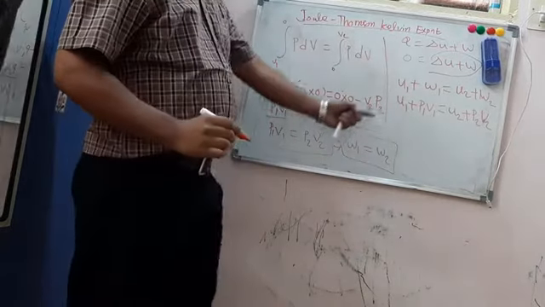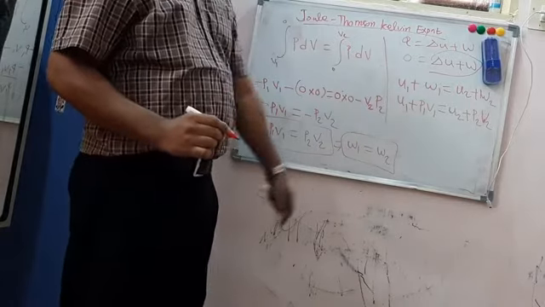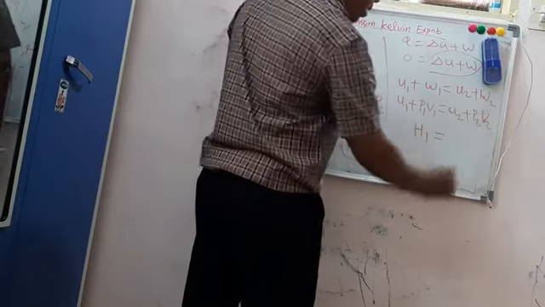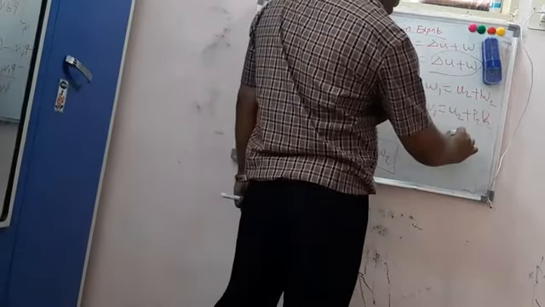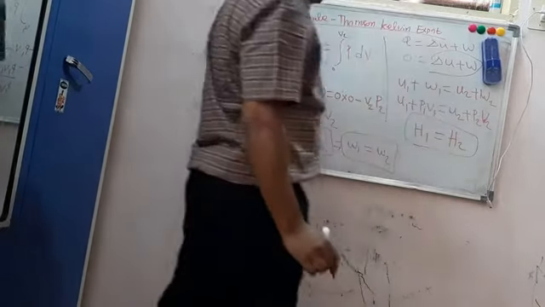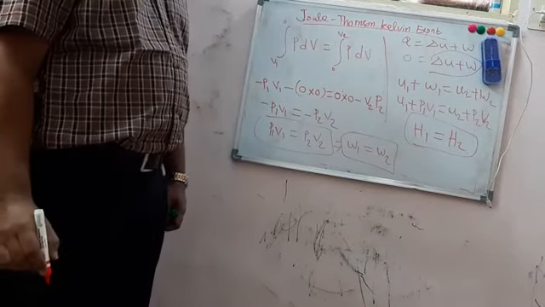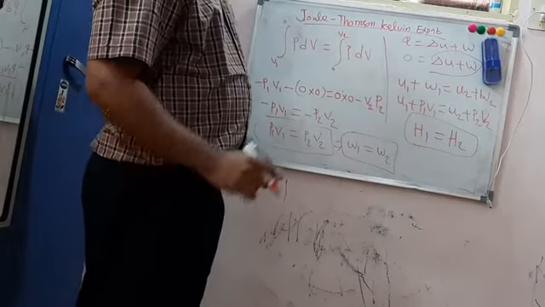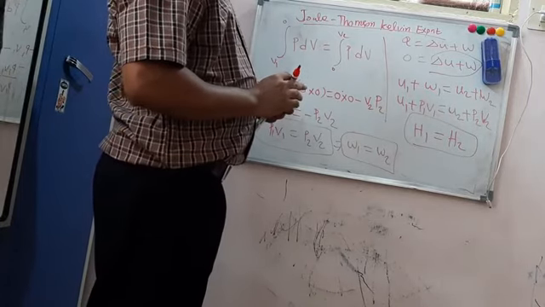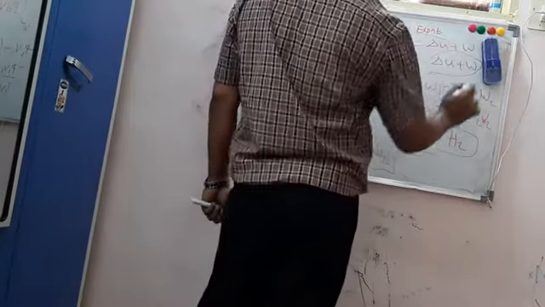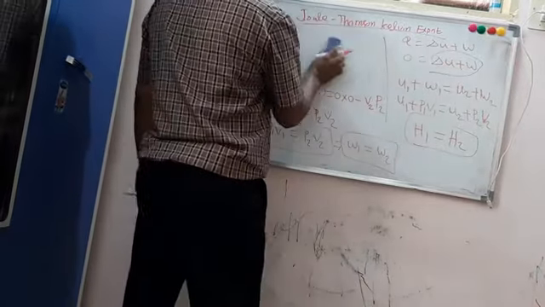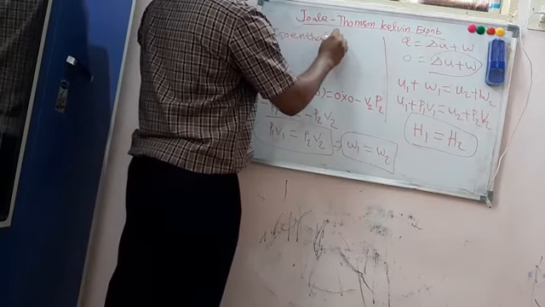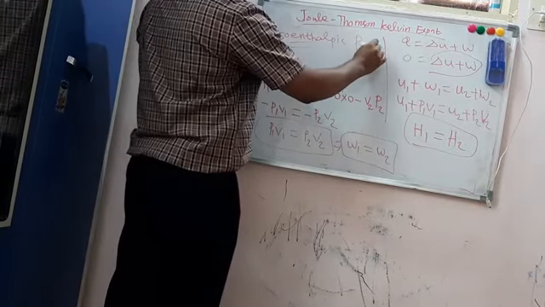So here, interestingly, U plus PV is nothing but the enthalpy of the system. So enthalpy on the left hand side is H1, and enthalpy on the right hand side is H2. Now the enthalpy of the systems on the left and right hand side are equal, H1 equal to H2. So this condition is said to be an isoenthalpic process.